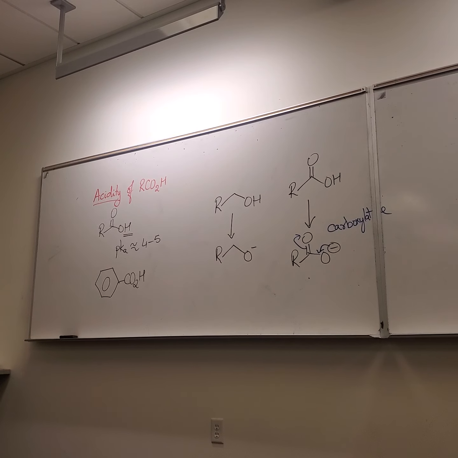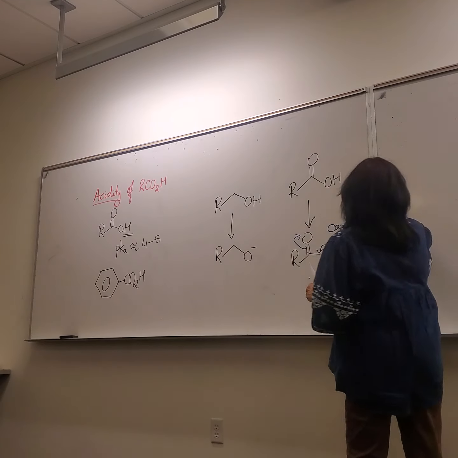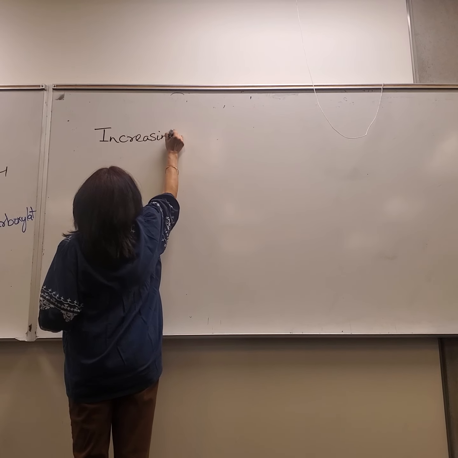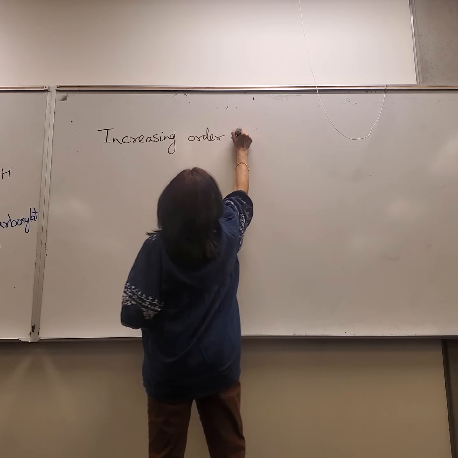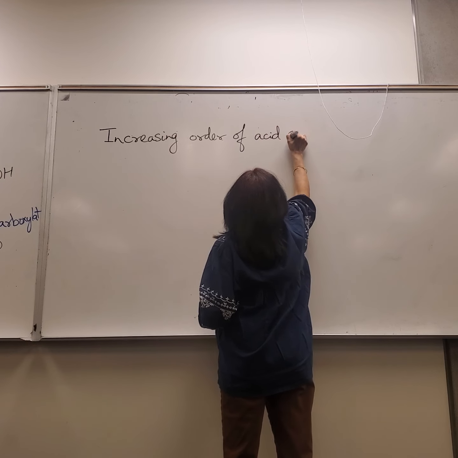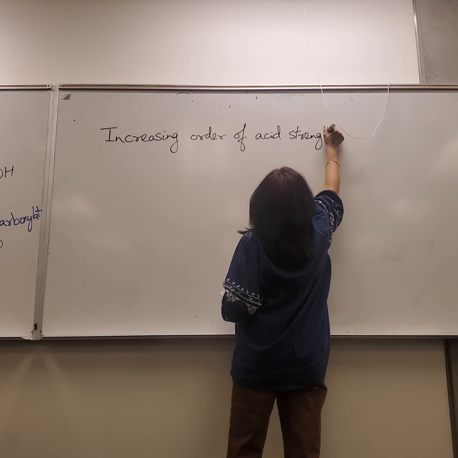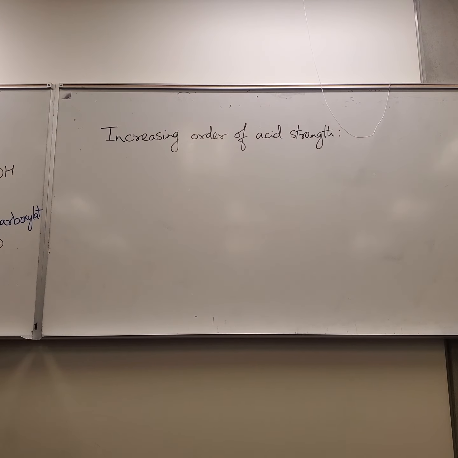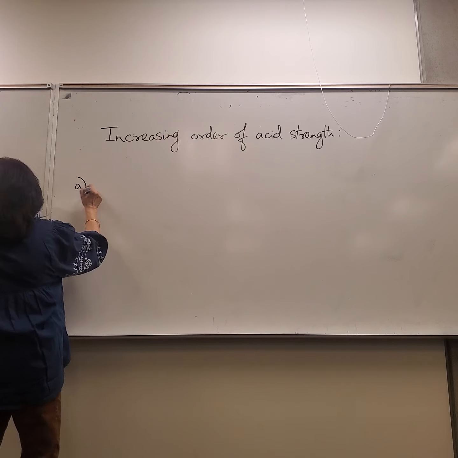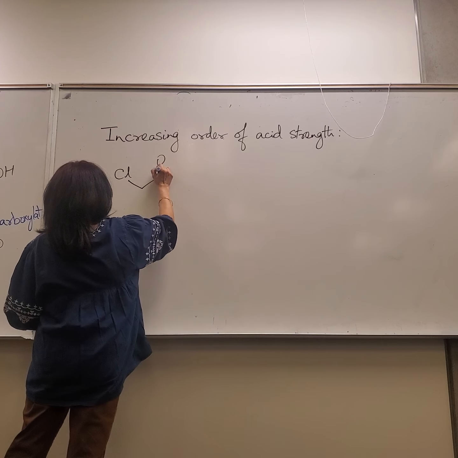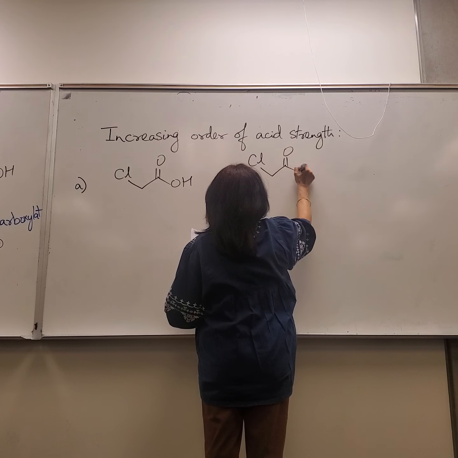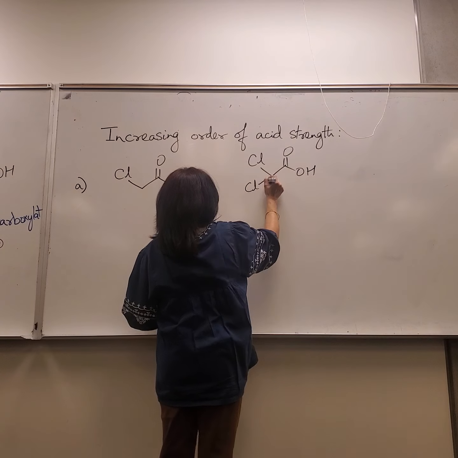Let me draw a few structures for you. The question is: arrange in increasing order of acid strength. When you're discussing acidity, please look at the structures of the conjugate bases. The more stable conjugate base comes from the stronger acid. These are all carboxylic acids, but we need to arrange them in increasing order of acidity.